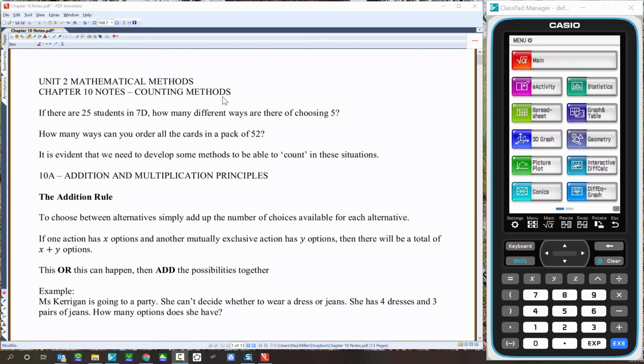Our new unit this term is counting methods, or combinatorics. So let's get stuck into it. It's pretty different and, yeah, it's lots of fun. If there are 25 students in 7D, how many different ways are there of choosing 5? How do you begin to even answer that?